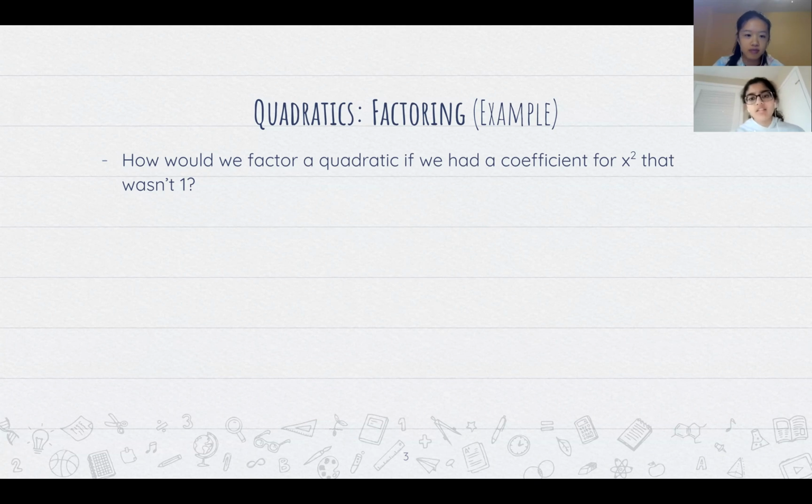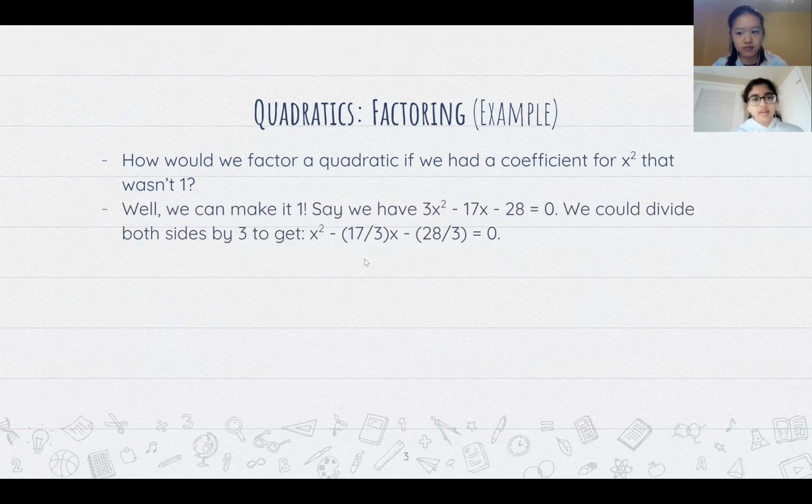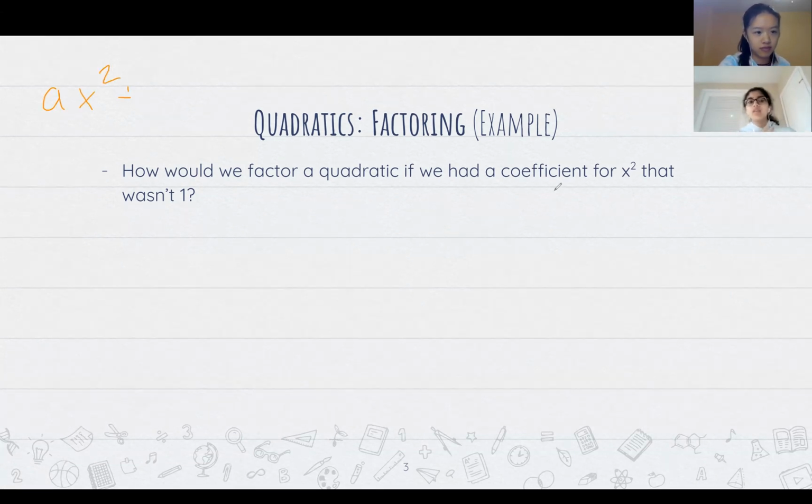Okay, how would we factor a quadratic if we had a coefficient for x squared that wasn't 1? So we can make that coefficient, a in ax squared plus bx plus c, equal to 1 by dividing everything by a. A lot of the times you're going to get b and c as fractions, so it will be harder for you.